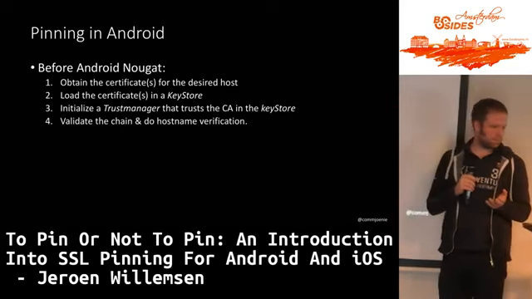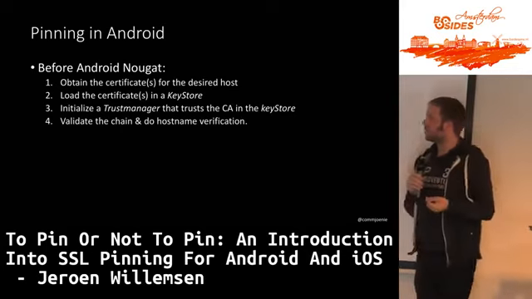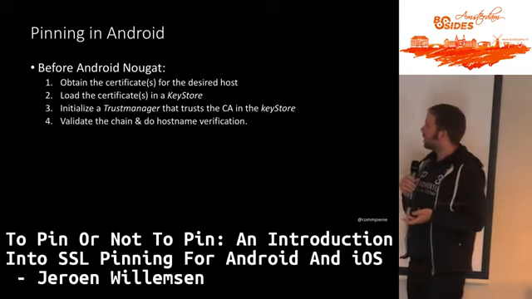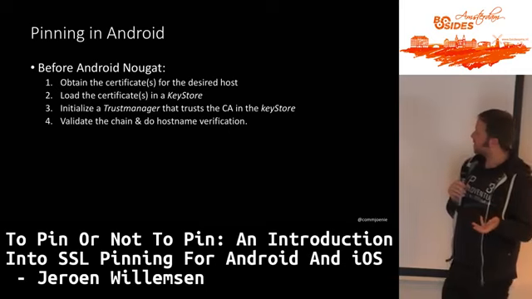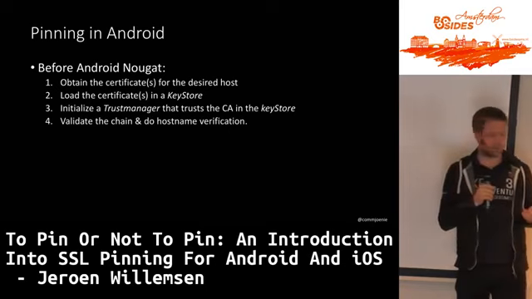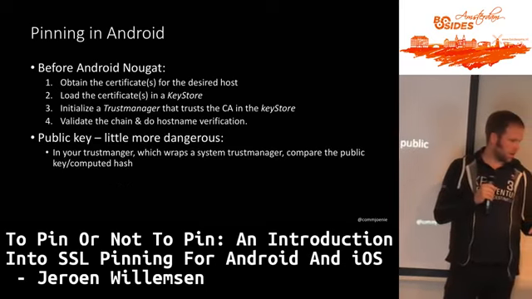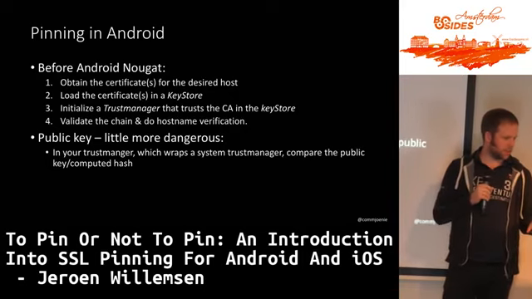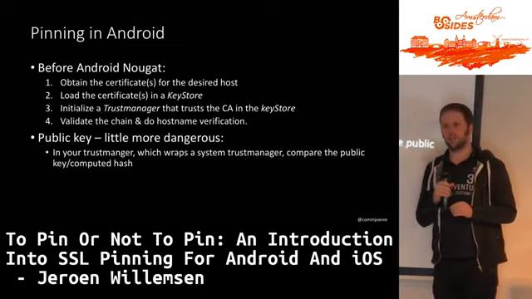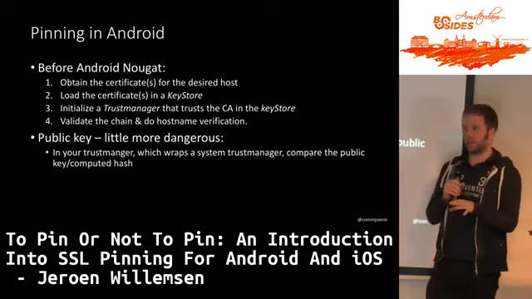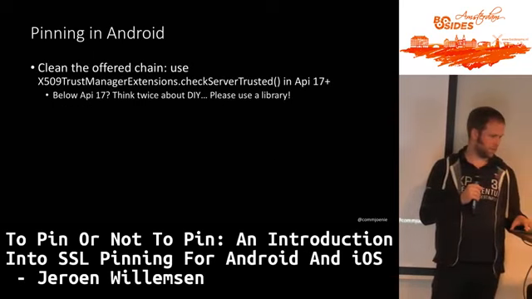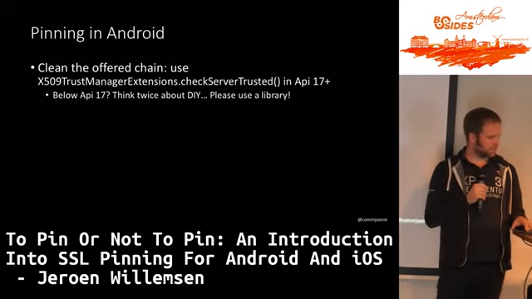Before Android Nougat, basically you have to obtain the certificate. You have to load it in the key store, basically the stuff I already talked about. Then you have a trust manager that trusts it, and then you validate the materials, and you're good. And for public key pinning, it mostly means that you have to create your own trust manager. Here is where many developers make many mistakes, so let's not go there. But you can also do it differently.